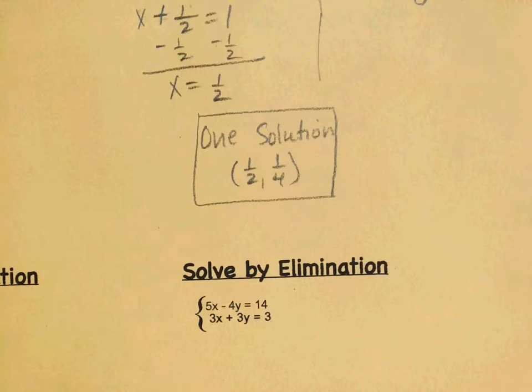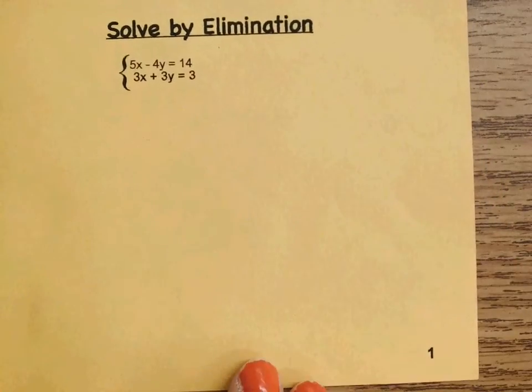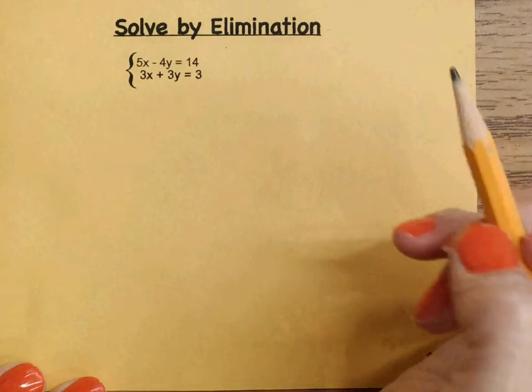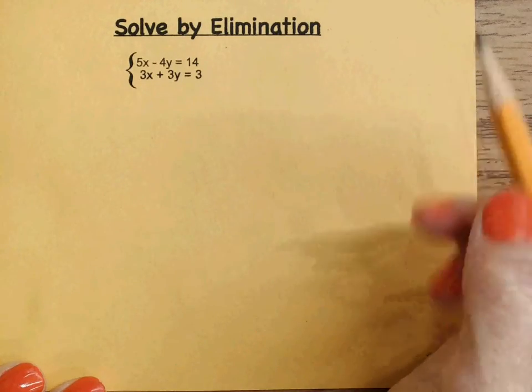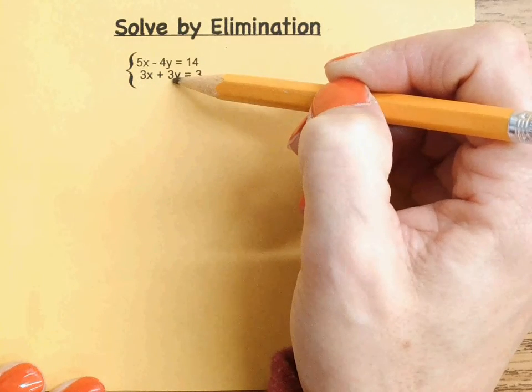Okay, perfect. Now the other substitution problem, we'll work it out together in class. Okay, so we'll practice that one together. Let's go ahead and practice elimination real quick. So when we practice this elimination, what we're going to do is multiply to create opposites. So I have a 5x and a 3x, a negative 4y, and a positive 3y.